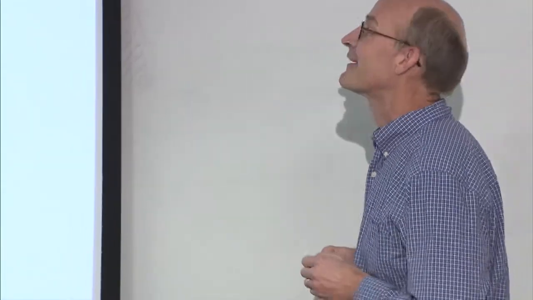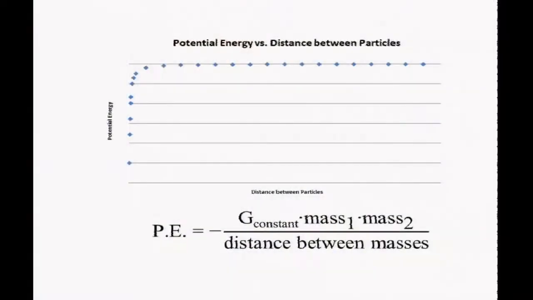So this is a curve of the potential energy due to the attraction of gravity. If we plot the mass of one object multiplied by the mass of another object, times the universal gravitational constant, and divide it by the distance between the masses, we'll get the potential energy. There's a negative sign there. That negative sign is really important. That tells us that as the particles get closer together, their potential energy drops.